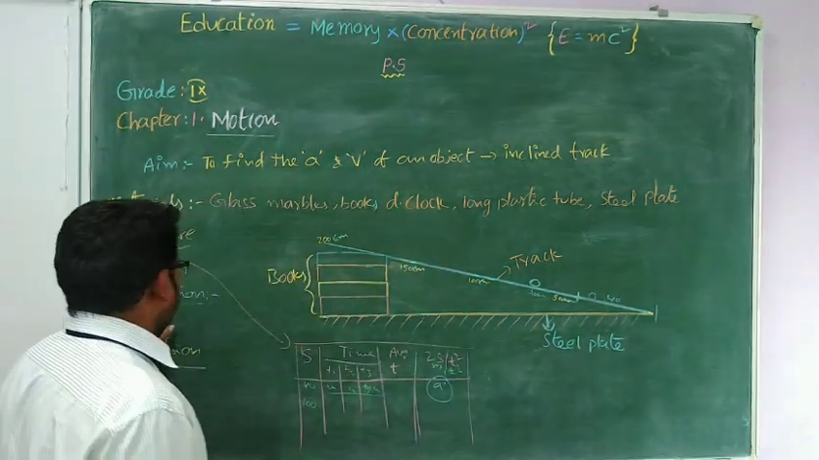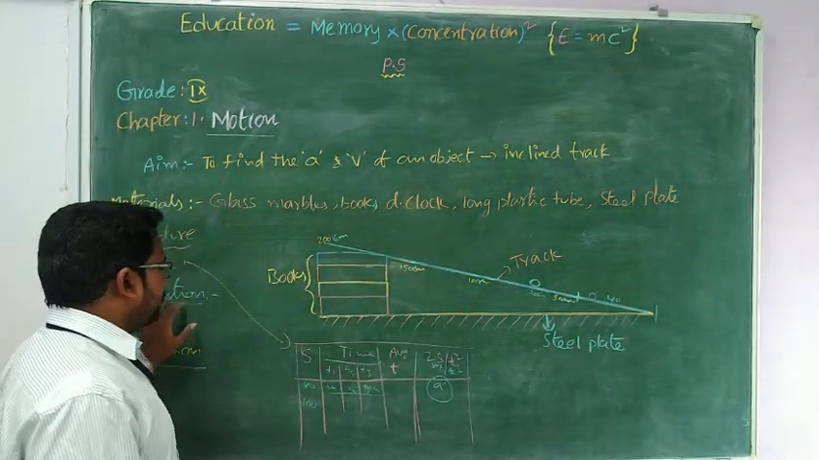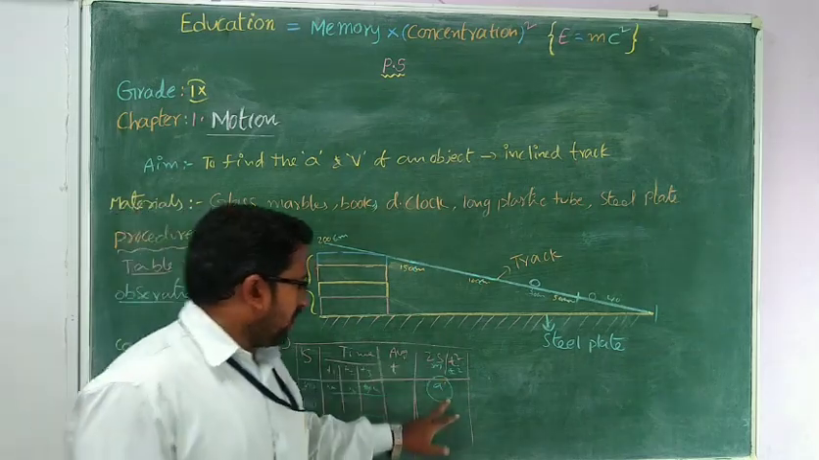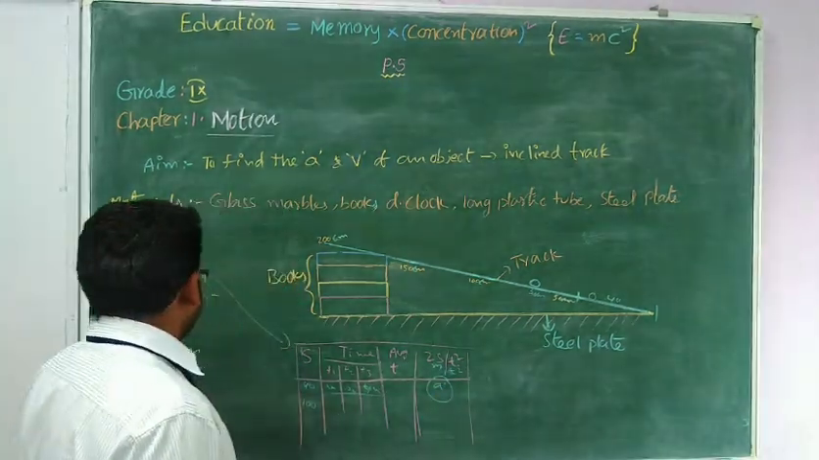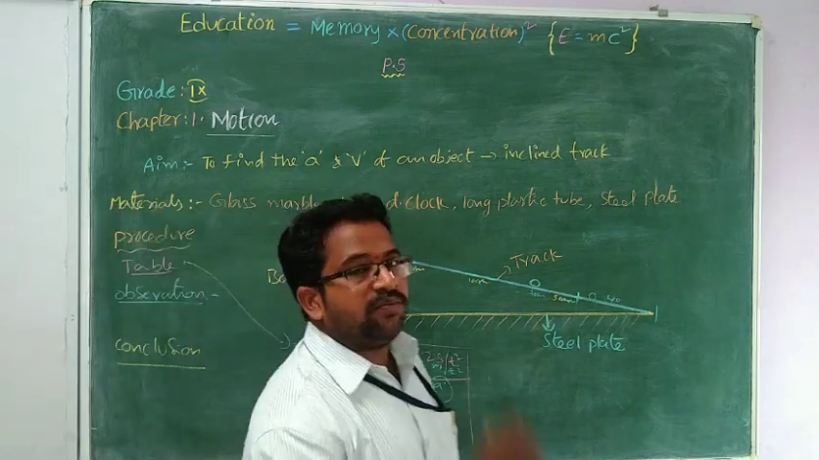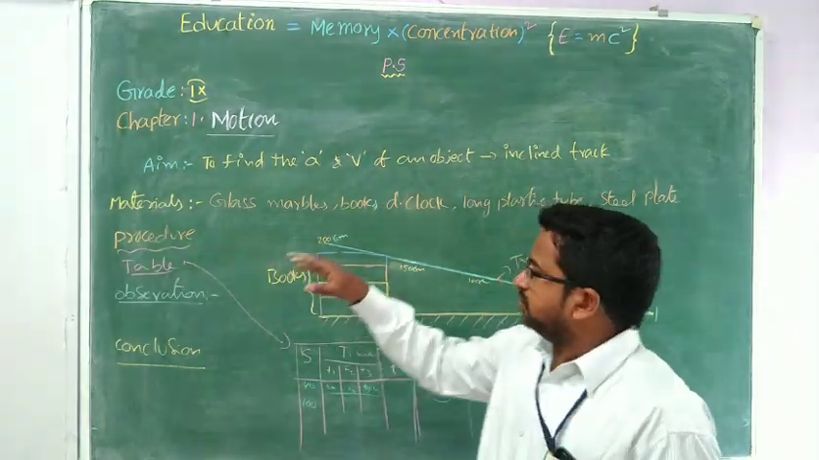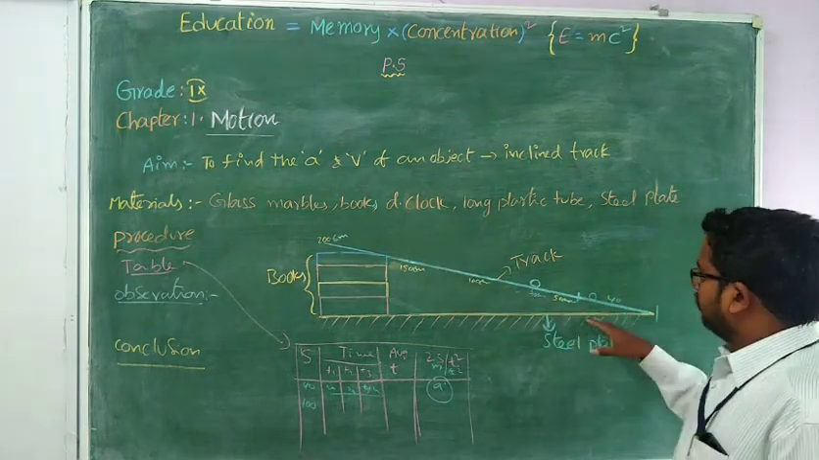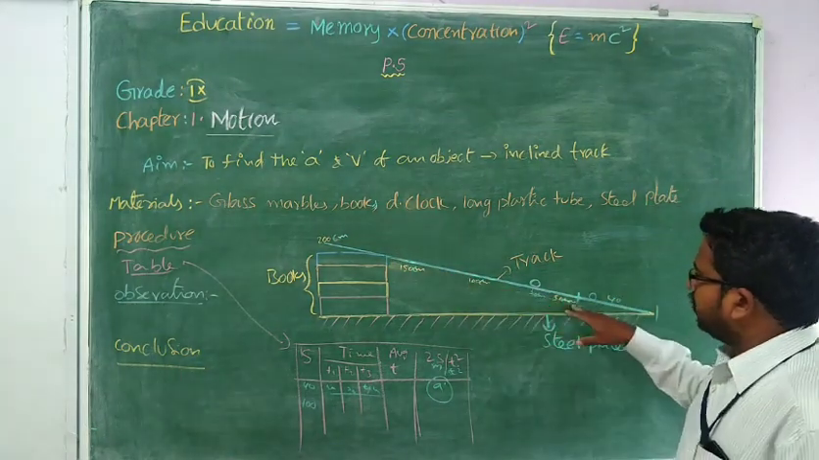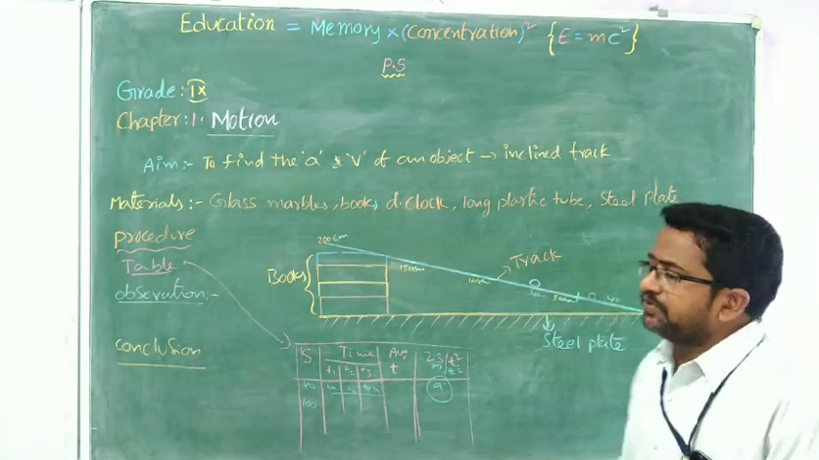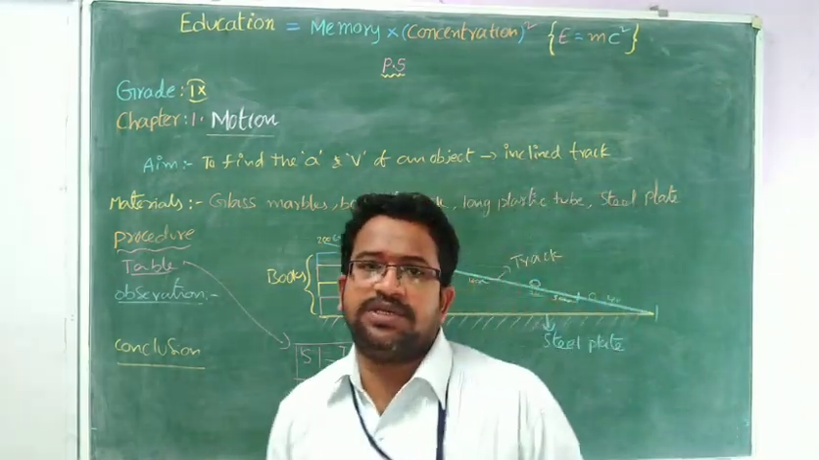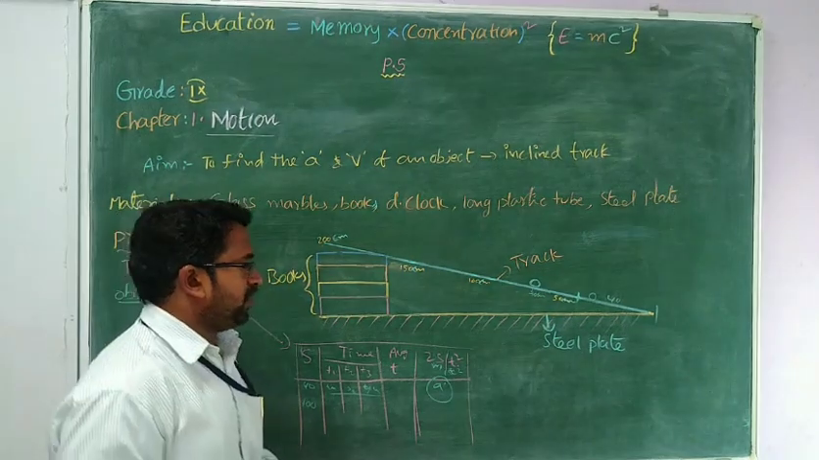So what is your observation? From the above table, I observed that the last column is same. Next, conclusion. From the above activity, I conclude that the object on the inclined plane gradually has its velocity increasing, and the object is moving with uniform acceleration. That is your conclusion. Okay, have you understood?